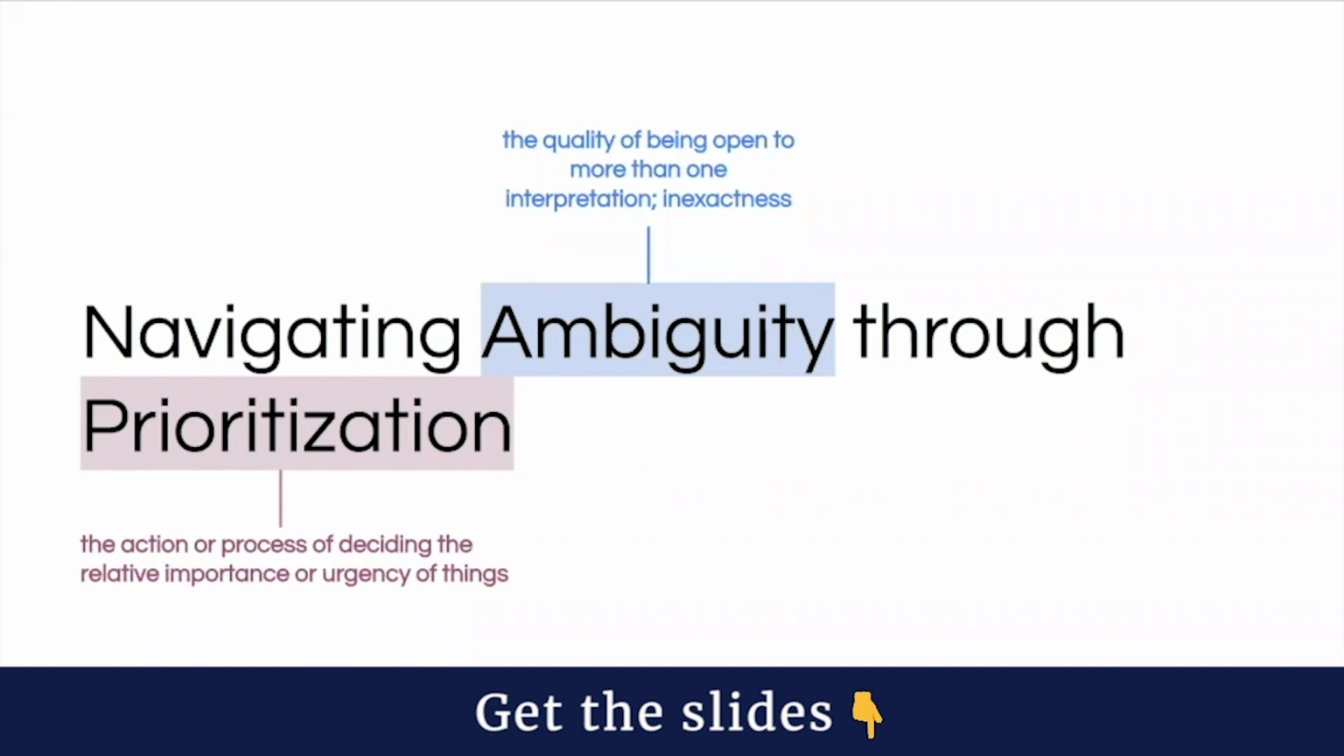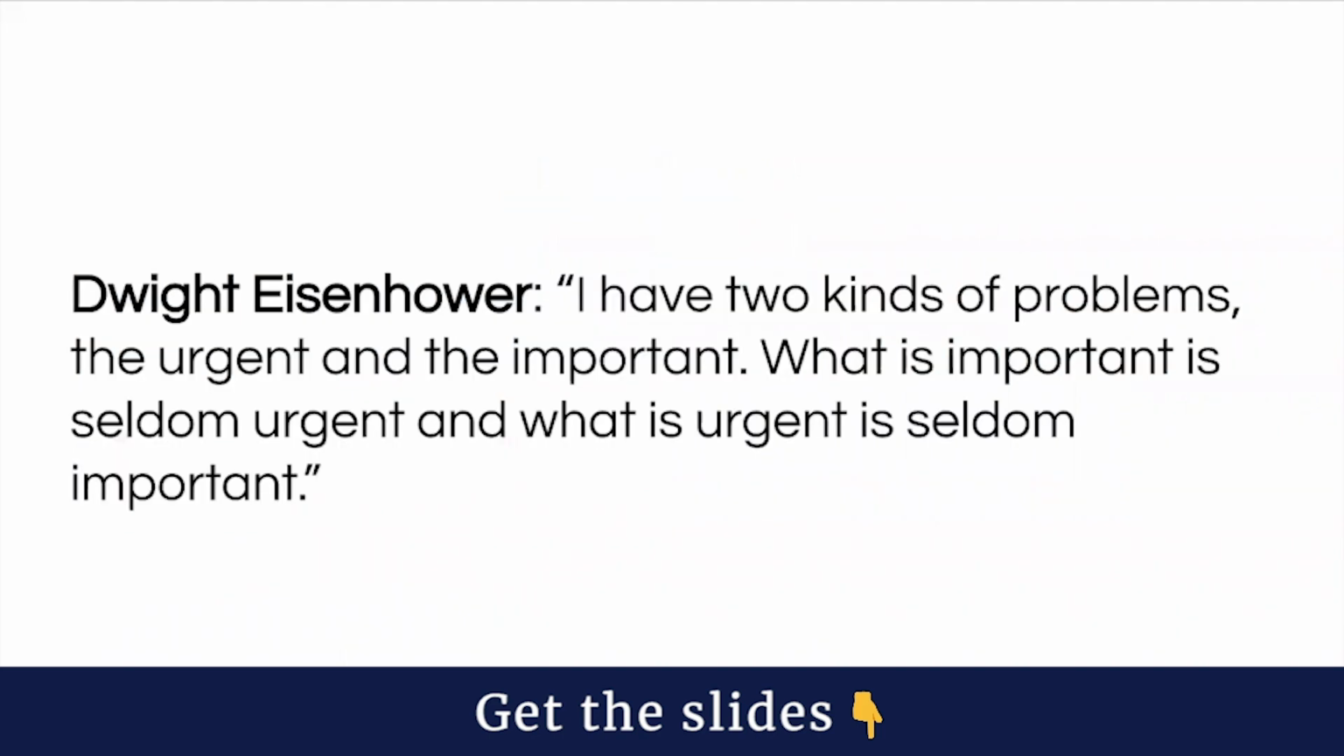So with that in mind, I'd like to kick this off by quoting Dwight Eisenhower, the 34th president of the United States. He said, "I have two kinds of problems, the urgent and the important. What is important is seldom urgent, and what is urgent is seldom important." Let's take a step back here and think about what is an urgent task. Urgent tasks are basically those tasks that require immediate attention. These are the to-dos that you literally have to do right away. They're usually short-term and time-sensitive.